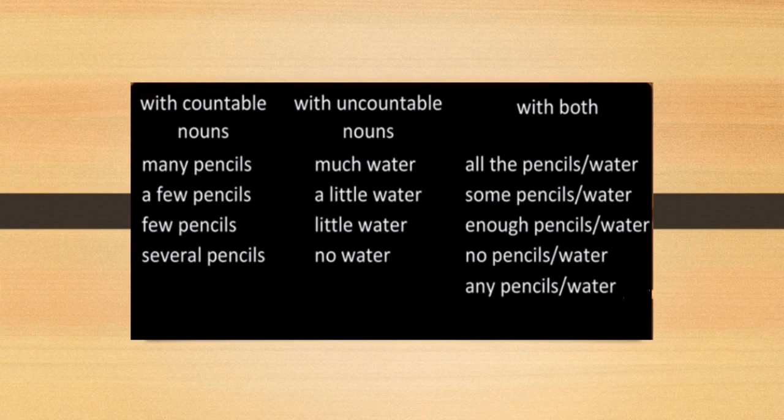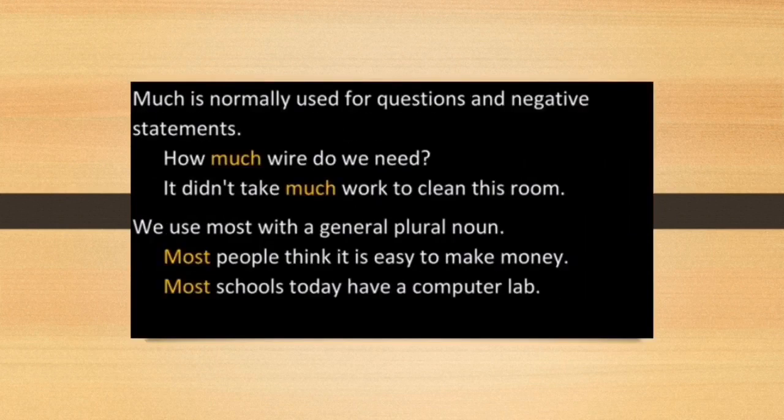These we can use with both, दोनों के साथ, किसी के साथ भी use कर सकते हैं these quantifiers. Okay, so you all should learn these, you all should know their usage, right? Now just see, much is normally used for questions and negative statements. So the quantifier much is mostly used with questions or negative statements के लिए, like how much wire do we need, how much wire, कितना wire चाहिए हमको, right? So we have used much here.